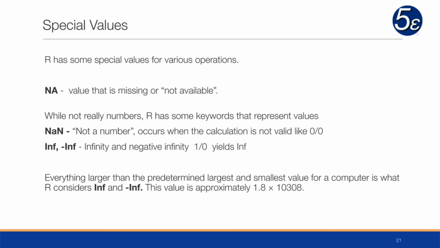While not really numbers, R does have some key words that represent certain types of values, like NaN, which is not a number. And it occurs when the calculation is not valid, like division by 0. We also have positive infinity and negative infinity, Inf and -Inf. So, for example, in some cases, 1 divided by 0 will actually yield Inf. Everything larger than the predetermined largest value and smallest value, R will consider Inf and -Inf. And this value is approximately 1.8 times 10 to the 308th power.